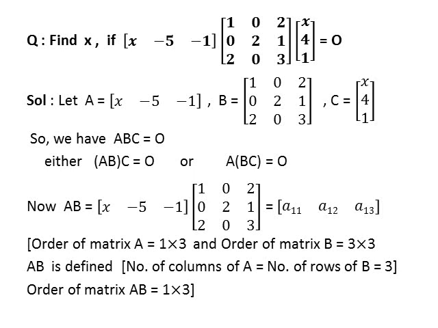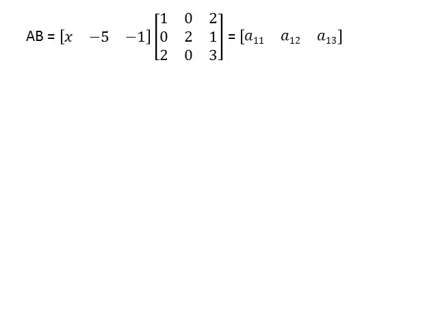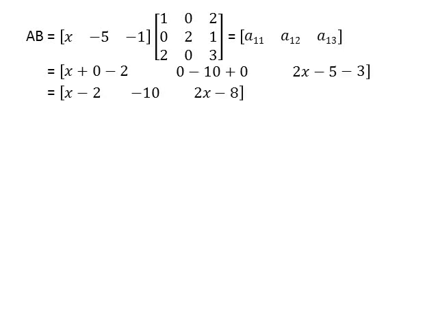Now write the general matrix of order 1 by 3 for AB. Following the rule of matrix multiplication, take the product of the first two matrices, that is A and B, and we get a matrix with the elements x minus 2, minus 10, 2x minus 8.